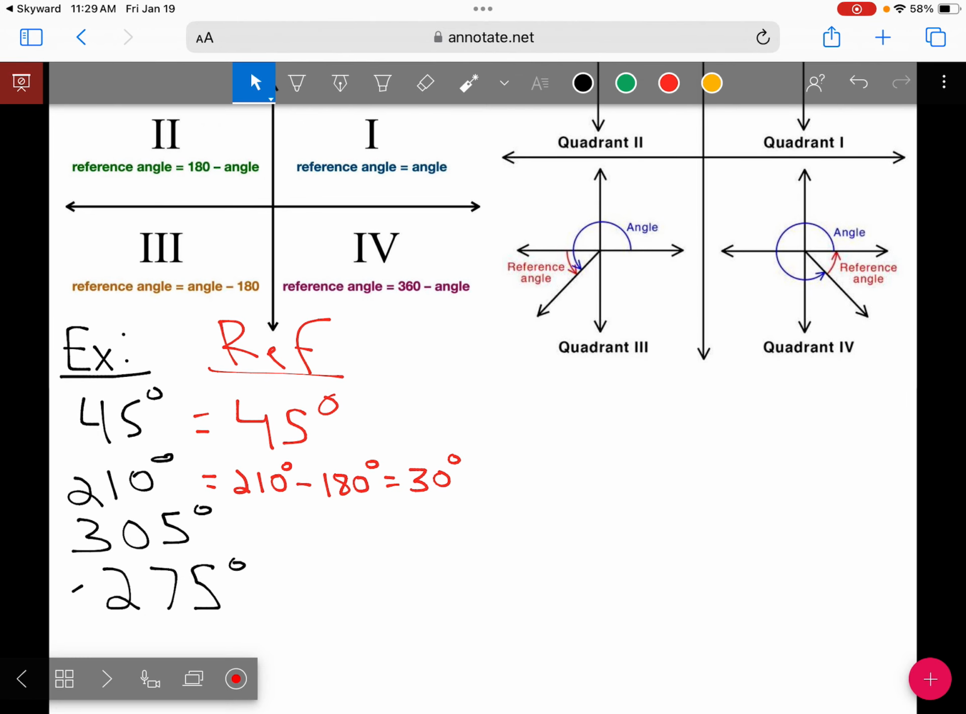So then I feel like you guys have a pretty good feel. So first, what quadrant is 305 degrees in? Fourth quadrant, right. So using that information, take a second and figure out what the reference angle is for 305.